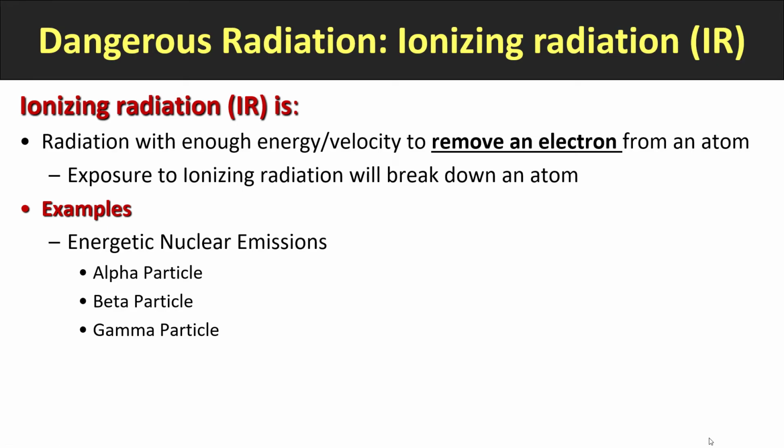So just to recap the video, ionizing radiation, or IR, is any radiation with enough velocity or energy to remove an electron from an atom when it hits it. And essentially, if you have enough exposure to ionizing radiation, that will break down atoms, which is no good in the grand scheme of things. Now, examples of common IR would be your alpha particles, your beta, and of course your most energetic particle on there, your gamma radiation.